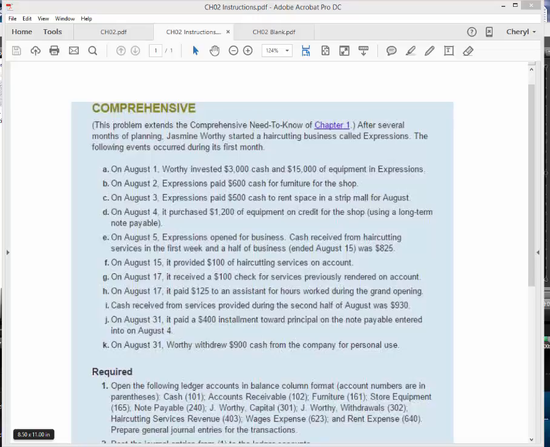Now let's see how that affects the accounting equation. Okay, cash. Cash is an asset. If she's investing cash, that means cash is increasing. So going back and looking at the accounting equation, with your debits and credits, what side increases cash? Okay, that's the debit side.